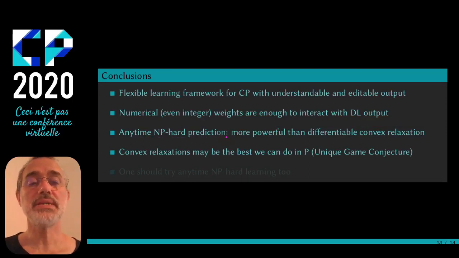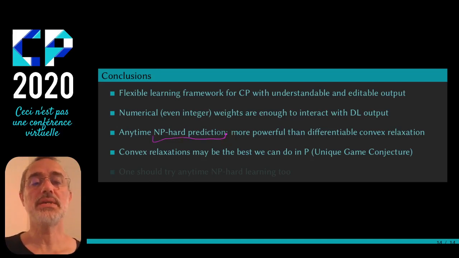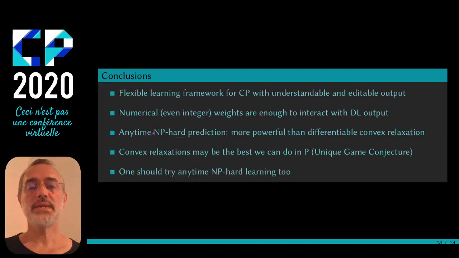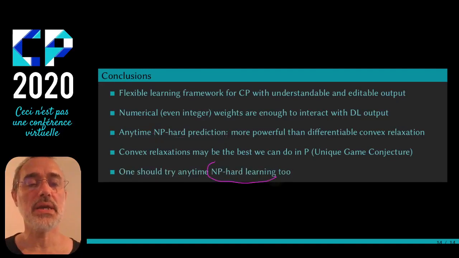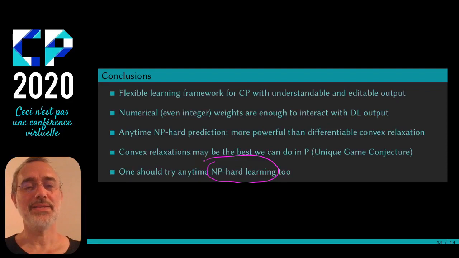So we now think that after having tried an NP-hard prediction step and showing that it gives a good result without exploding in time because we use anytime solving, people should now try NP-hard learning, and there are some recent proposals in this direction. So thank you for your attention, and you can fetch the slides below.